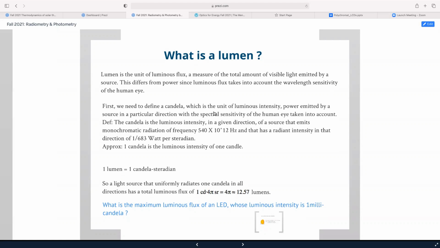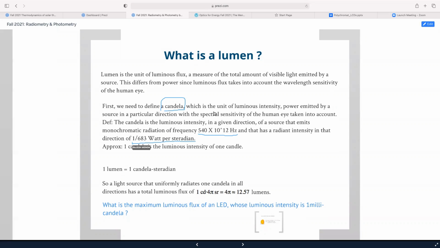But first, we need to define a candela. That's this thing right here. It is the unit of luminous intensity. So keep in mind, intensity was watts per meter squared. We need to have a corresponding photometric quantity. It is the power emitted by a source in a particular direction with the spectral sensitivity of the human eye taken into account. Candela is the luminous intensity in a given direction of a source that emits monochromatic radiation of a particular frequency, which by the way corresponds to just green, that peak wavelength I said, not important for us to know, but you should be aware of it.